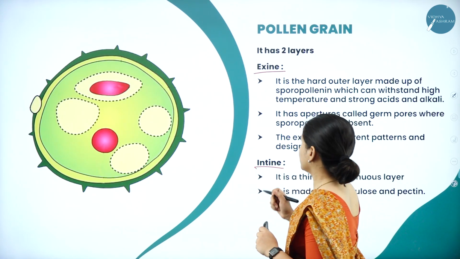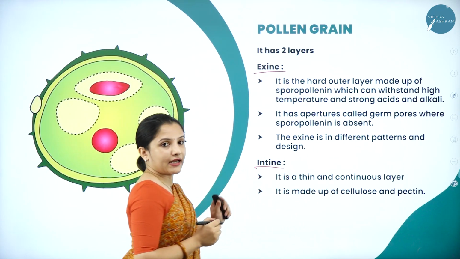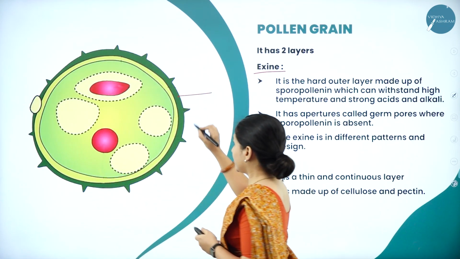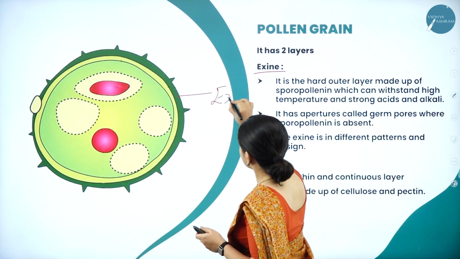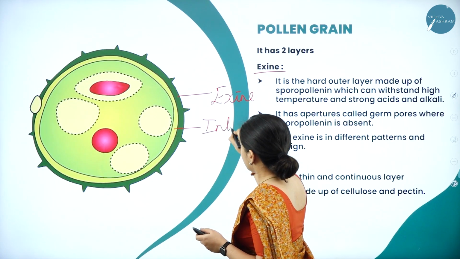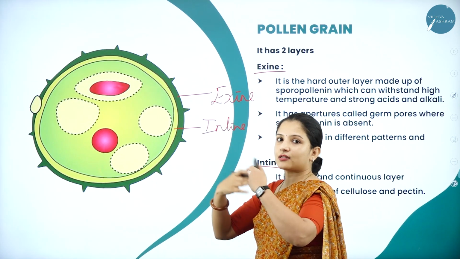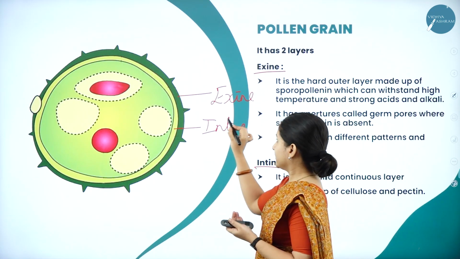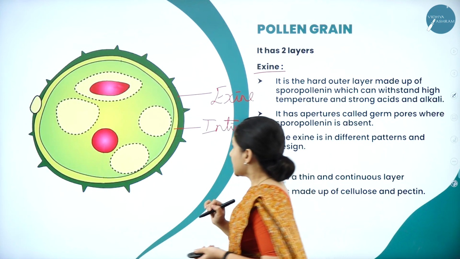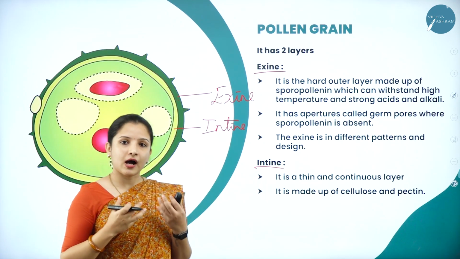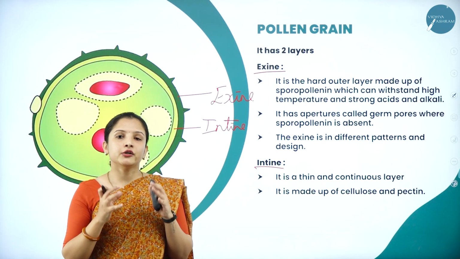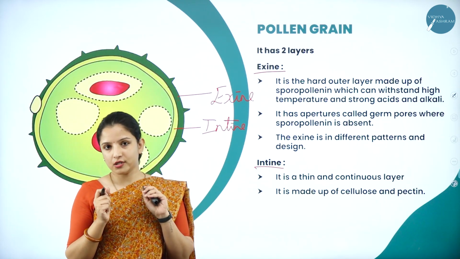I'll tell you why it is so. I told you pollen grain has two layers. One is the exine and the other is the intine. So the outer layer of the pollen grain is the exine, and the inner layer is the intine. Again, exine, ex, it is outside. Intine, in, it is inside. So that is why the outer layer is called the exine, the inner layer is called the intine. Exine is the hard outer layer or the hard outer covering. Since it is hard, that is why you can preserve the pollen grains for a longer duration.